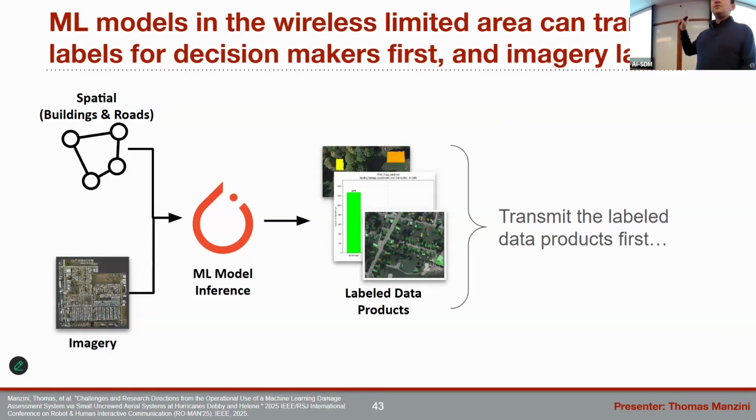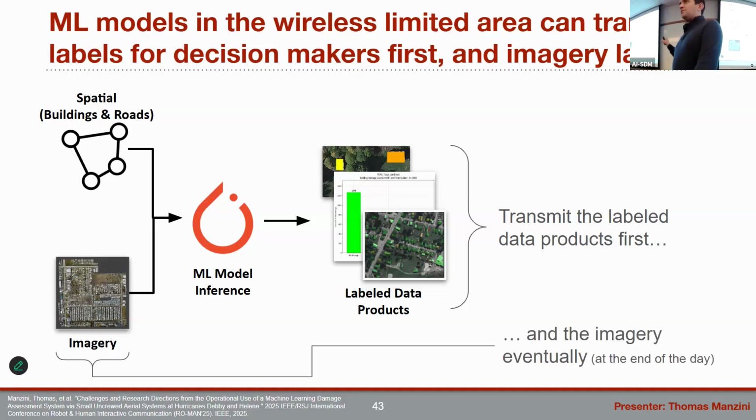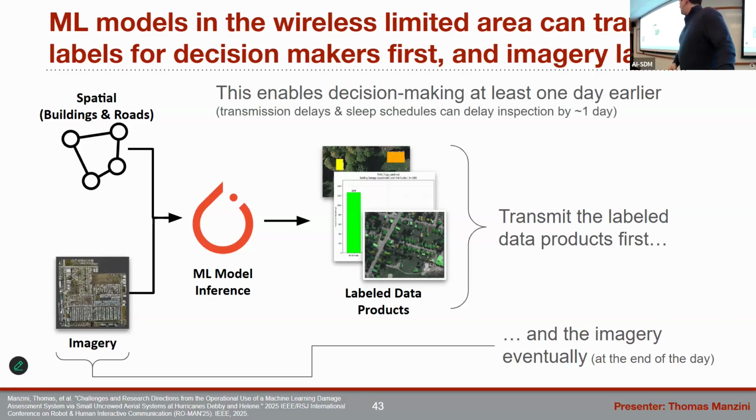So we take the imagery, we take these predefined spatial data products, buildings and roads, run them through a machine learning model. We generate these outputs. Usually these are, for those of you who are familiar, GeoJSONs or KML files that have the locations of the buildings and their labels attached to them, or the locations of the roads and the labels attached to them. And the thought is we get these out the door first with the limited wireless we have, and then we ship the imagery that we're working with at the end of the day once we've got the bandwidth to do so. And usually this is physically just putting the SDs in a car and driving it somewhere.